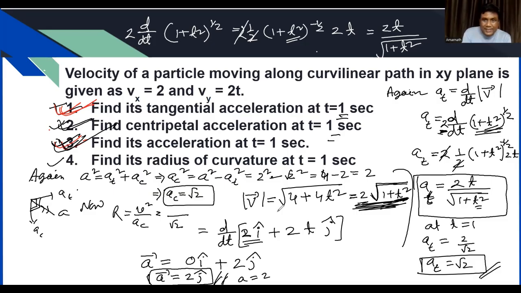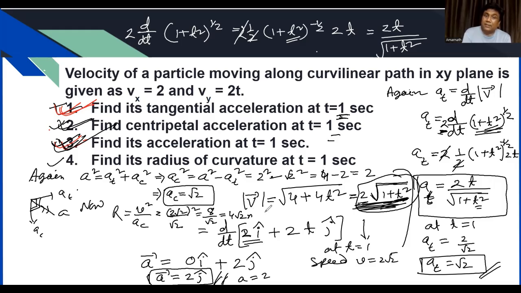And speed is what? Speed is this much. But I want at t equal to 1, so that also you can write at t equal to 1. Speed will be 2 root 2. But you have to square it also. So it means 8 by root 2. The answer is 4 root 2 meter, because the radius is in meter only.